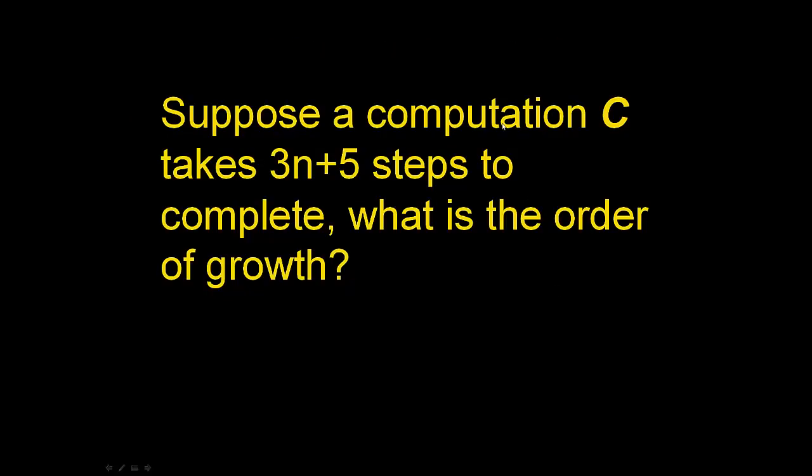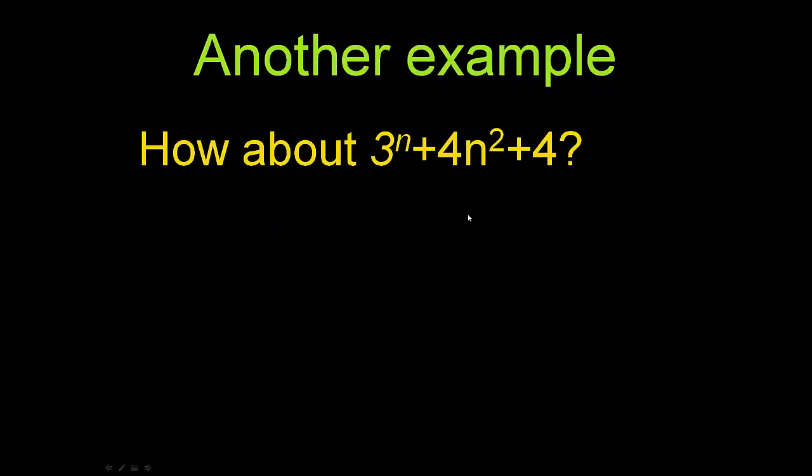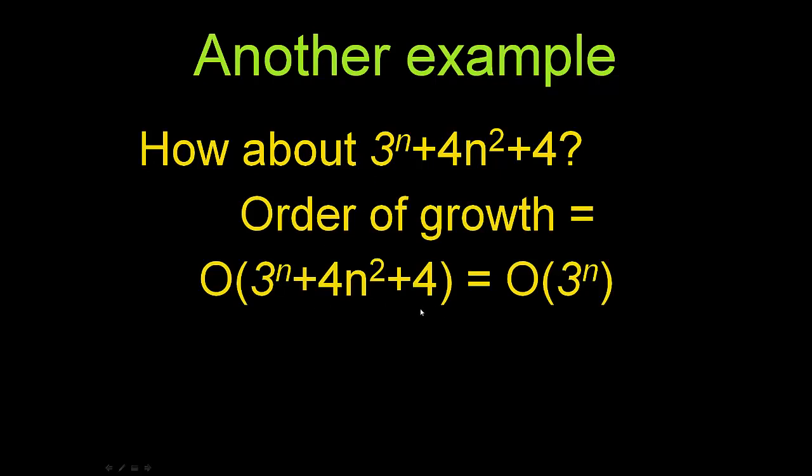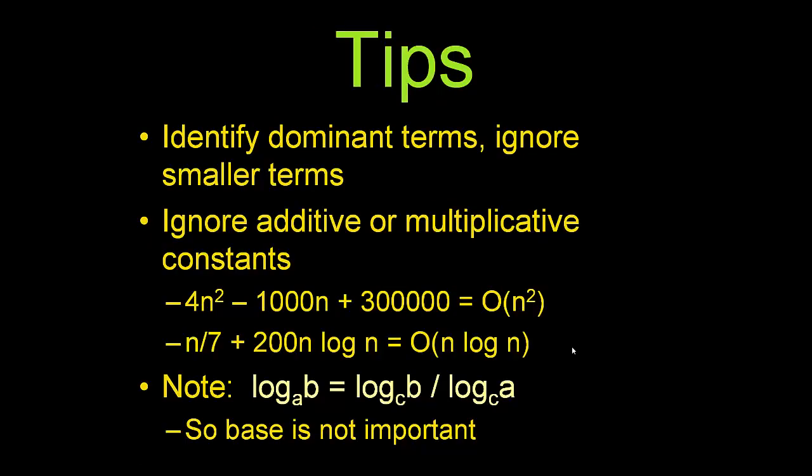Typically, if a computation C takes 3n plus 5 steps to complete, then what do you say about order? Well, it turns out we will drop the constants and drop the factors and just keep the n term. Okay, take out the largest term and drop the constants, right? So how about this thing? In this case, 3 to the n will dominate the other two terms. So this particular expression is order of 3 to the n, because 3 to the n is the exponential term. Okay, in this class, it's very simple. All you need to do is to identify the dominant terms, ignore the smaller terms, ignore the additive or the multiplicative constants, right? So in this case, this 4n squared minus this thing plus this thing is order n squared because you just care about the n squared.